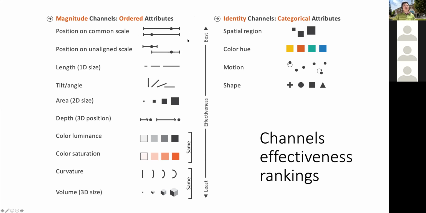And it goes on. If you have a third ordered or numerical attribute, because you already used x and y position, you can't use those anymore. Then you might have to consider the length of your mark. You can have an XY position, but instead of each point it will be a line, and the length of that line represents your third quantitative attribute.